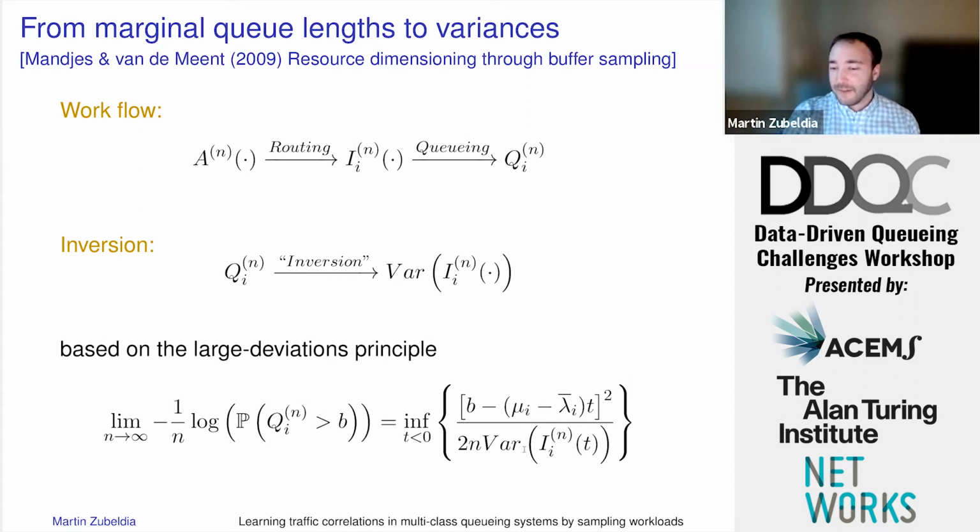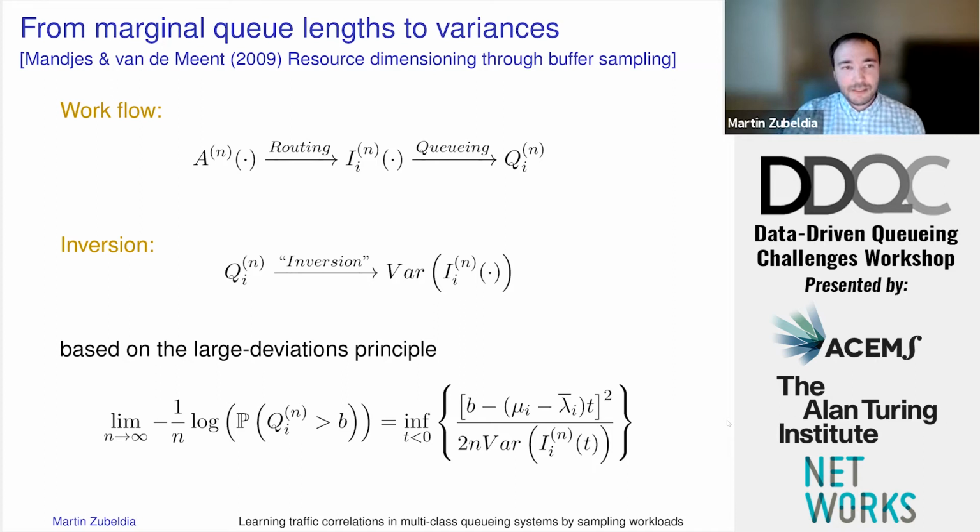So n times the variance of the input is actually independent from n. So this looks fishy, but it's not. n times the variance is independent from n. So you get a well-defined thing. And essentially what you want to do is invert this function. You have the probability of overflow, and you want to get to the variance.